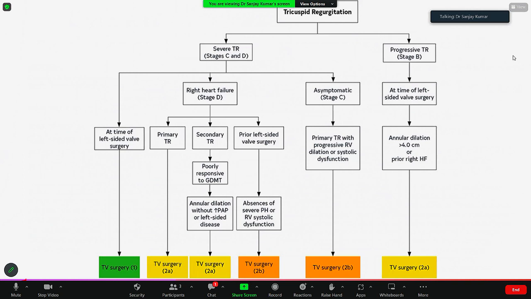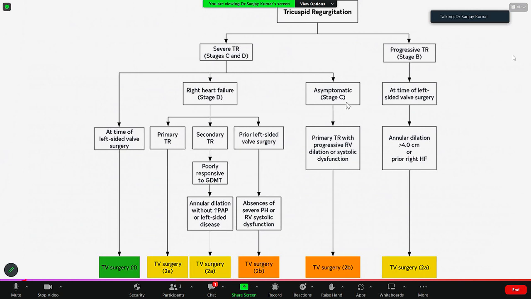So in that case, this is a class 1 indication for the patient. If it is any other reason, then you must see whether there is a primary TR or a severe one, again a class 2 indication. If the patient is poorly responsive to the GDMT, then in that case the patient needs to be subjected for tricuspid valve surgery. Whenever we talk about surgery, it is the annuloplasty we are talking about. If the patient has a recurrence, then in that case again surgery is indicated.